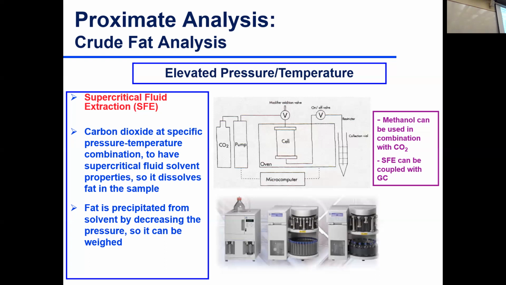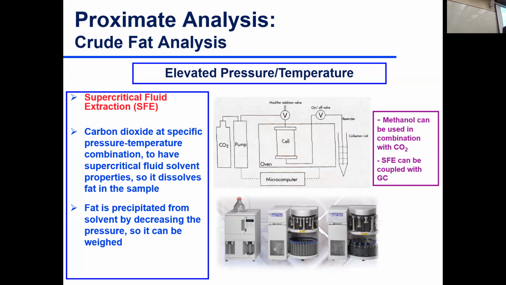And sometimes if you want to enhance the extraction of polar lipids, you can add methanol because it's a relatively polar solvent. But if you're extracting fat and you know that most of your lipid components are non-polar, then just using CO2 under the supercritical conditions is sufficient.